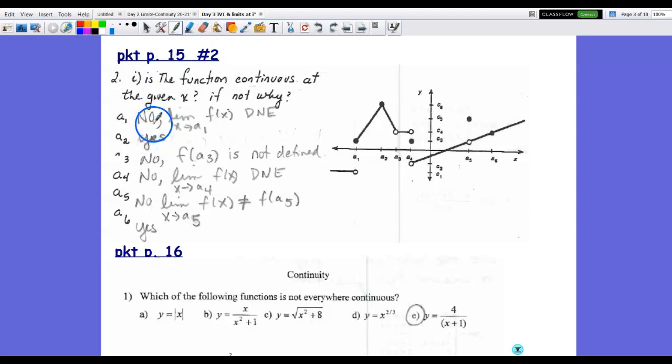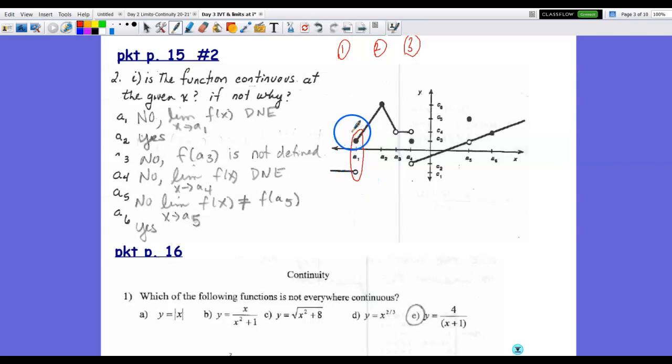So in problem number 2, we're trying to determine whether or not the function is continuous, and if it's not, this is the important part: why is it not continuous? There are 3 conditions, so what part of the 3 conditions is broken to justify a discontinuity? So at a sub 1, we can clearly see that there's a jump discontinuity, but the problem doesn't say what kind of discontinuity. It says why, or how is the continuity broken.